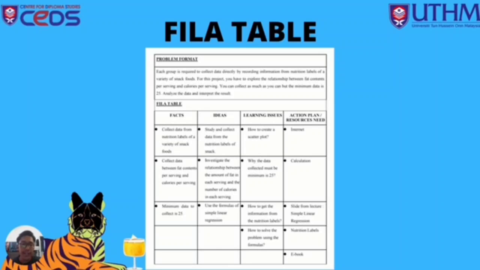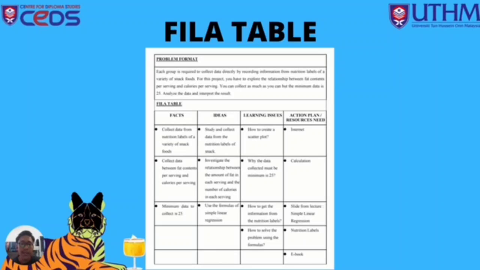The column for ideas is: study and collect data from the nutrition levels of snacks. Next is investigate the relationship between the amount of fat in each serving and the number of calories in each serving. Use the formula of simple linear regression.